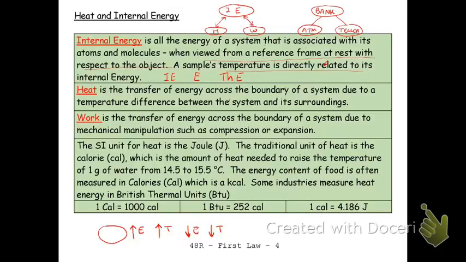So heat is the transfer of energy across the boundary of the system due to temperature difference. So the Bunsen burner's hot, your test tube's cold, etc. Work is the transfer of energy across the boundary of a system due to its mechanical energy. You know, we can just get heat, basically, by doing that.